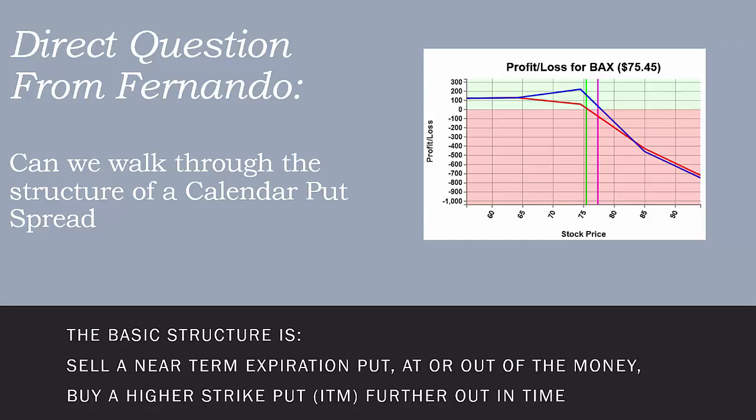So now what we're going to do is walk through the structure of a calendar put spread. Our basic structure is that we're going to sell a near-term expiration put option, which is at or slightly out of the money for the put, meaning right near or just a little bit below the current stock price. Then we're going to buy a higher strike put, which is in the money, further out in time.